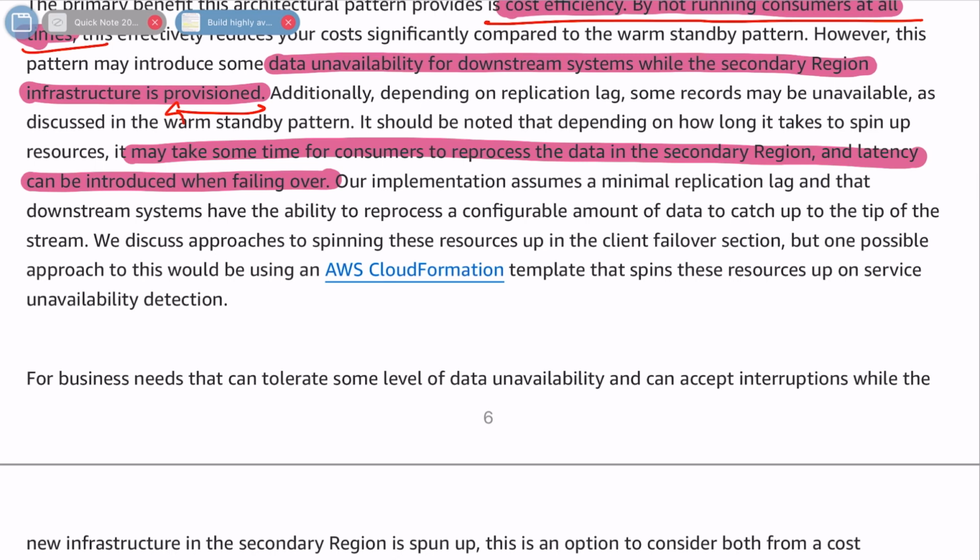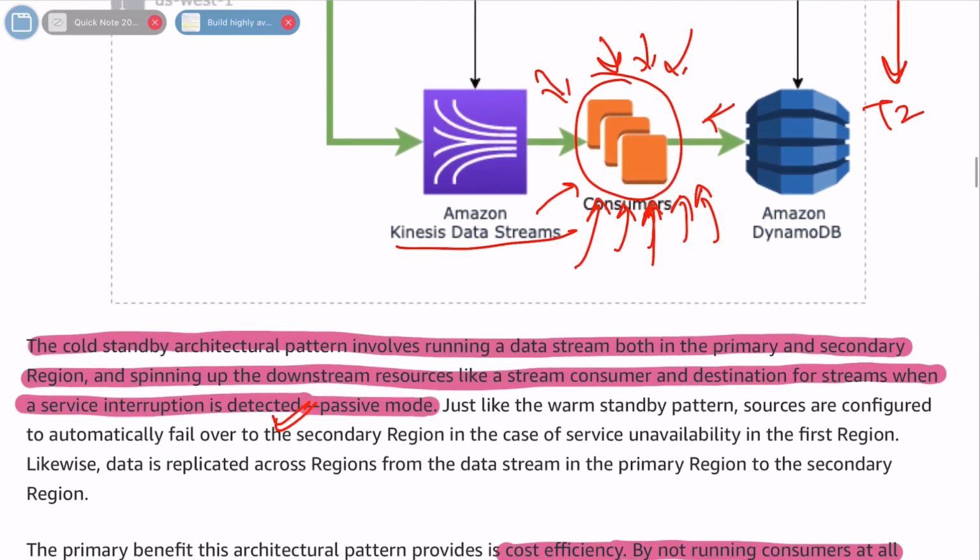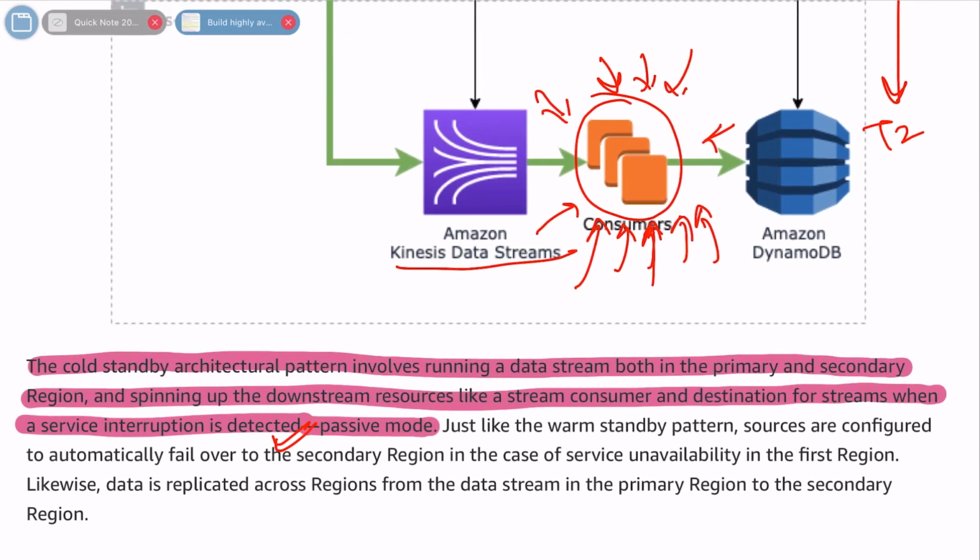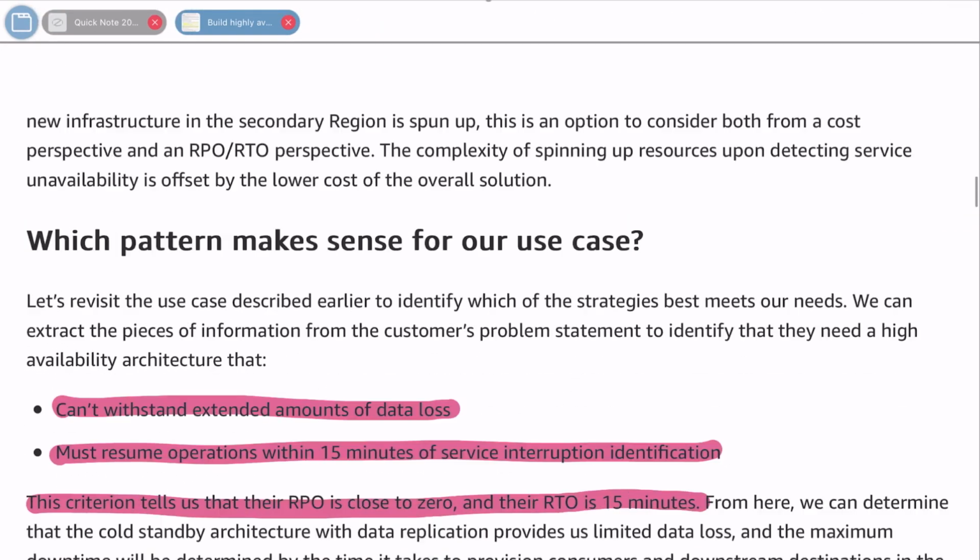Okay, so it may take some time for consumers to reprocess the data in the secondary region, and latency can be introduced when failing over. This is the idea. We understand that the data can be accumulated here till the time that your consumers are provisioned, and you might see some kind of latency.